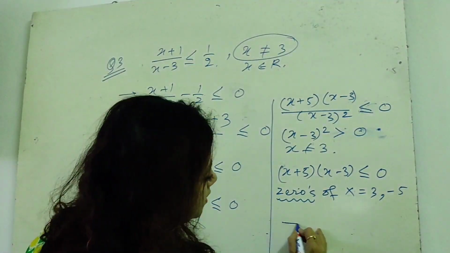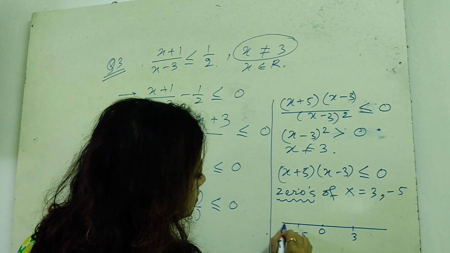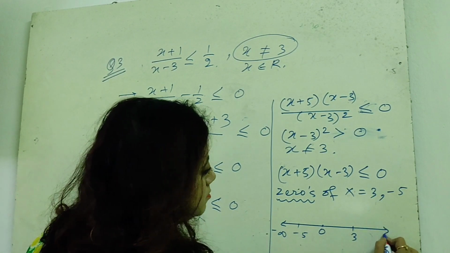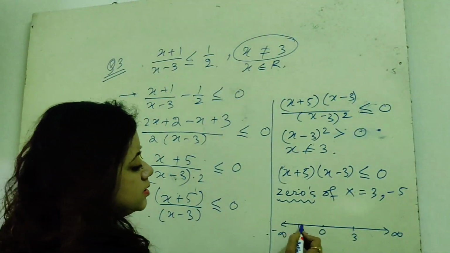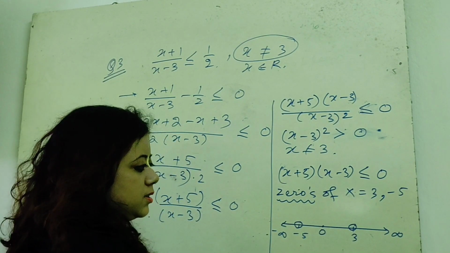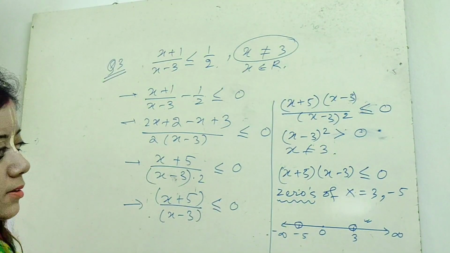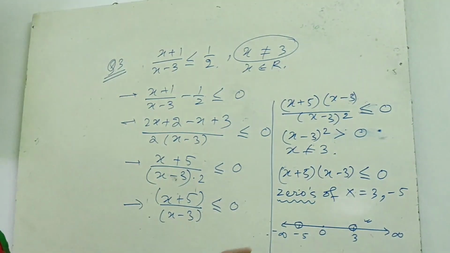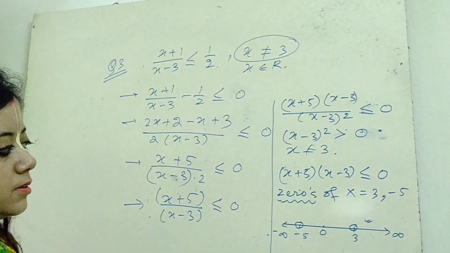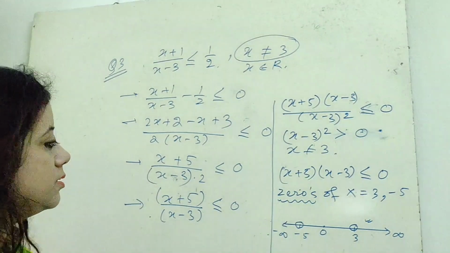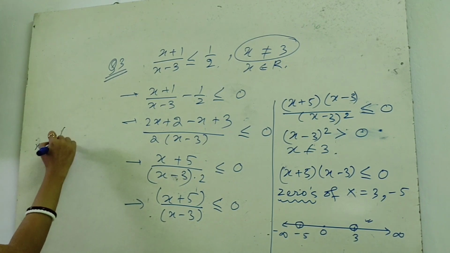So let's draw the number line. Suppose it is 3, it is minus 5, minus infinity, plus infinity. Now these are the zeros of x. Now if I consider any value greater than 3, suppose 5, what happens? 5 plus 5 is 10, 5 minus 3 is 2. It becomes positive.